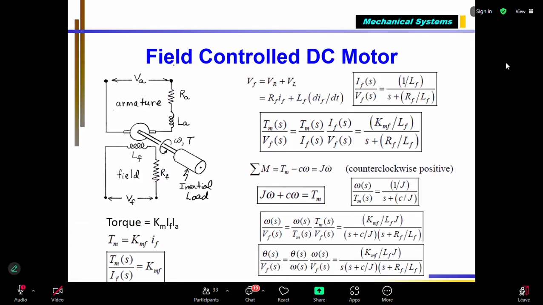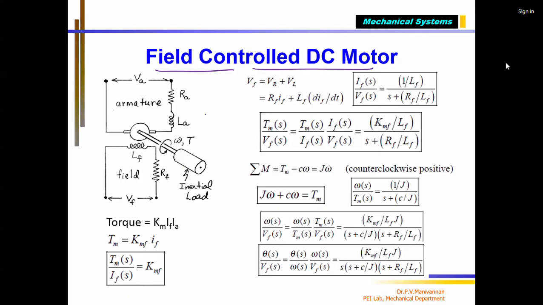So this shows my field controlled DC motor. I told you there are two coils. One is called the field coil, the other is the armature coil. Now, if I give voltages VA and VF, there are two inputs. Both the coils should be supplied. Then there will be a current called IF and a current called IA. This is called the armature current. And this is called the field current.